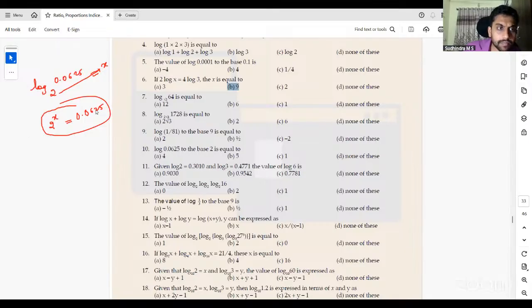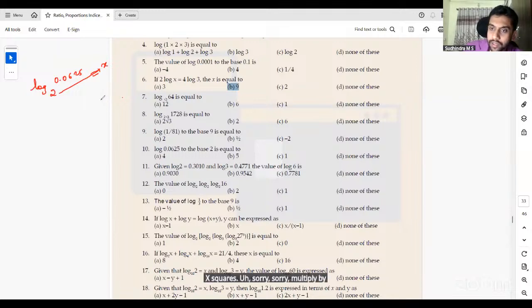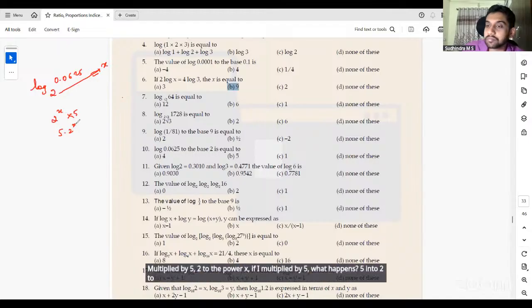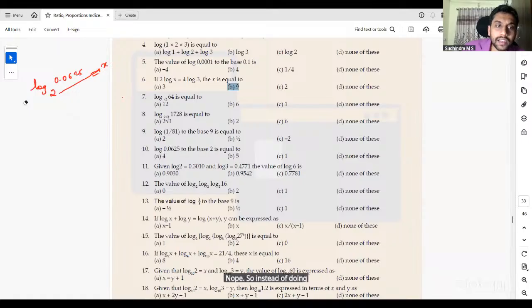Take squares. Sorry. Multiply by 10,000. Multiplied by 5. 2 to the power x, if I multiply by 5, what happens? 5 into 2 to the power x I get. No. So instead of doing that, I'll retain the logarithm as it is.